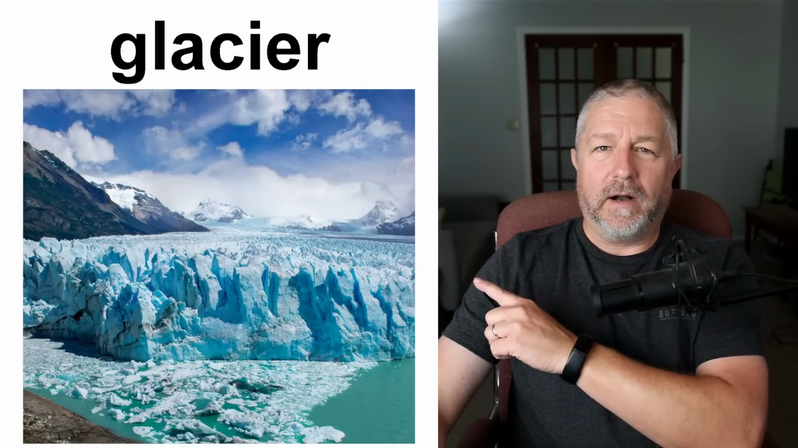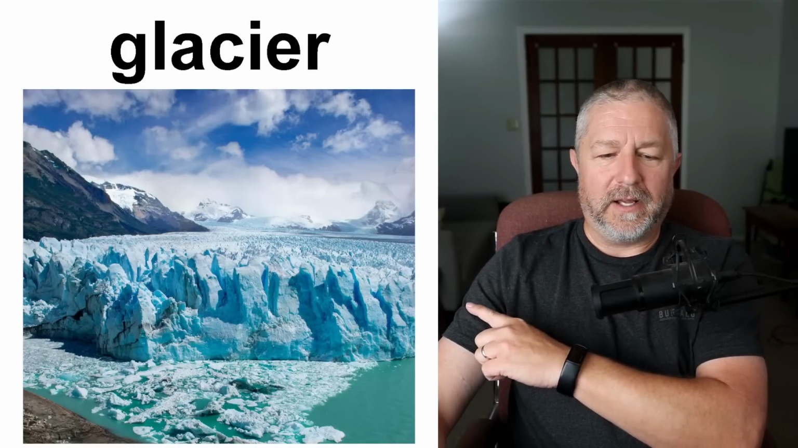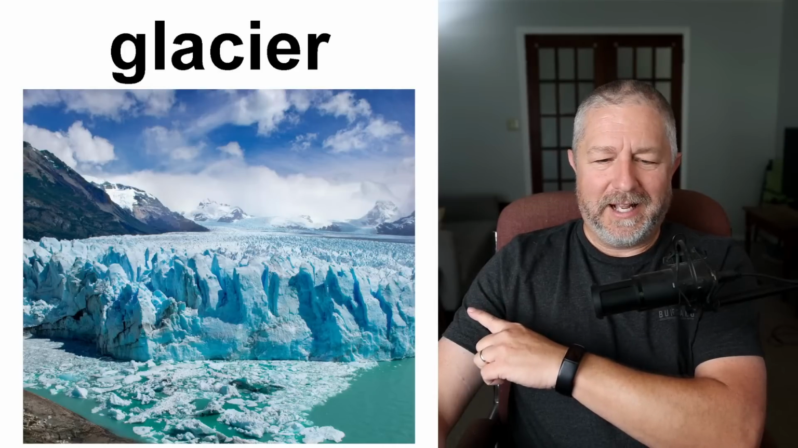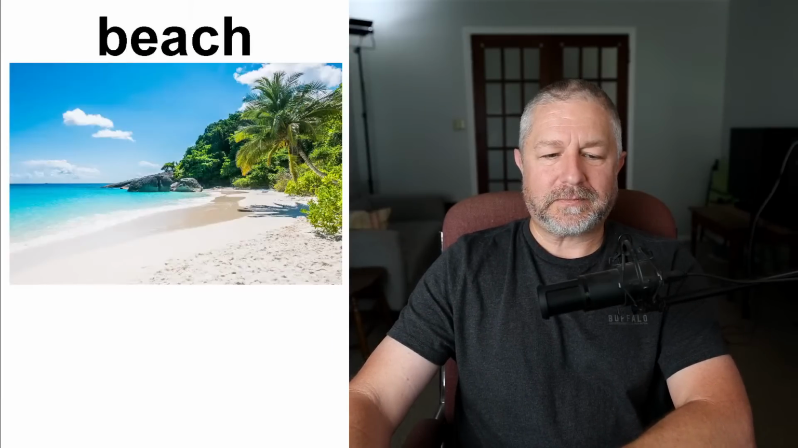So you obviously need to go really far north or maybe really far south. But if you see something like this, you're probably in Norway or Greenland or Iceland, or northern Canada, and you will see a glacier, a slow moving river of ice and snow.